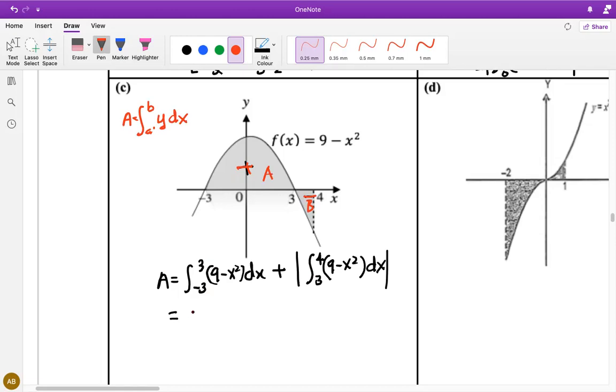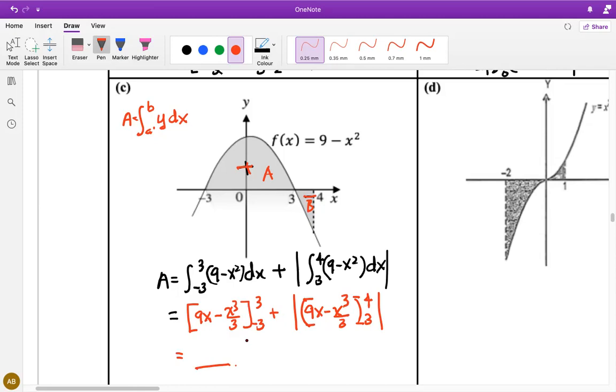Okay, so we integrate. It's 9x minus x cubed over 3, from negative 3 to 3, then plus modulus, same thing, 9x minus x cubed over 3 from 3 to 4. Okay, so you can do it now. What is your answer?